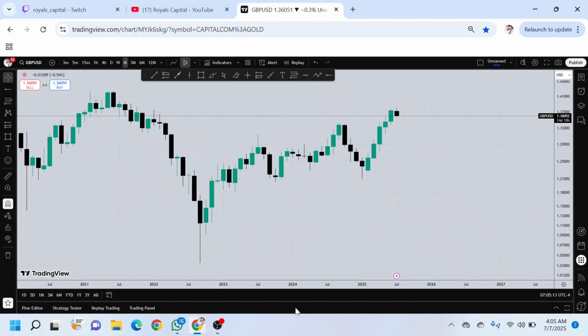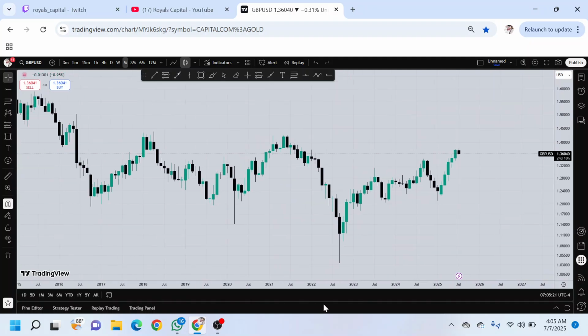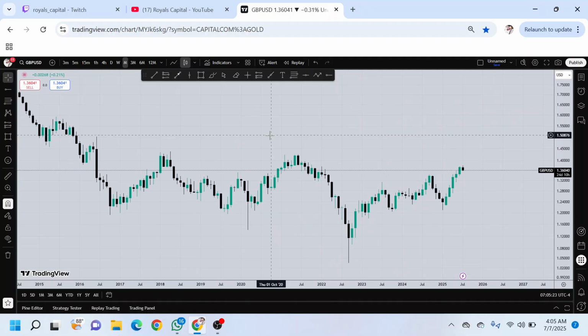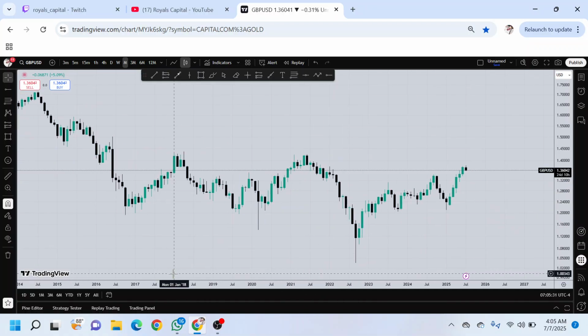What are we seeing on GU? We are in an uptrend, obviously, but the way I see it on EU, we were in a downtrend, and now we are trading inside this range right here, and we are almost about to take out the range.